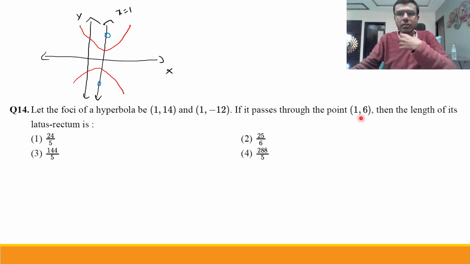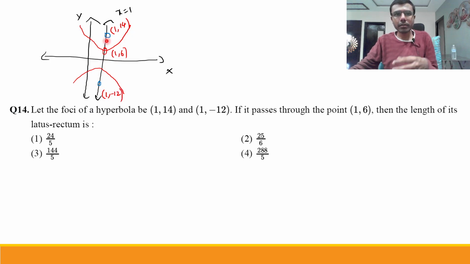Now they're telling us it passes through the point (1, 6). See the beauty: it passes through (1, 6), so obviously (1, 6) must be this point. Why? Because it lies on the transverse axis. The hyperbola meets the transverse axis at two points, and one of them must be (1, 6), on the positive side. So this point is (1, 6), this point is (1, 14), and this point is (1, -12).